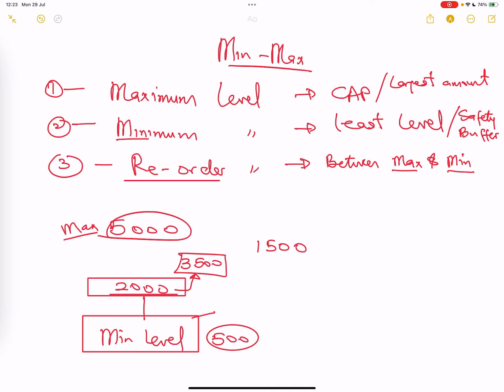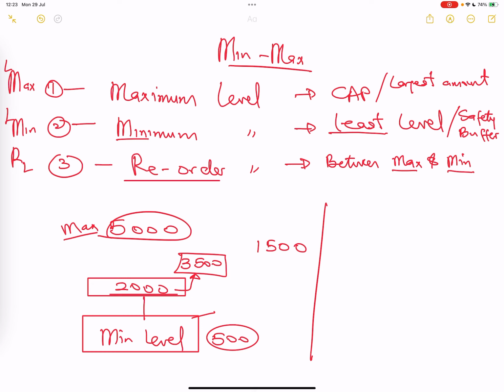Your minimum level is the least, which you must never have less than at any point in time. You must never have less than your minimum level of inventory. And like I said, your reorder level, let me give them a code. So I'll call this max. This one I'll call min. And this one is reorder level.